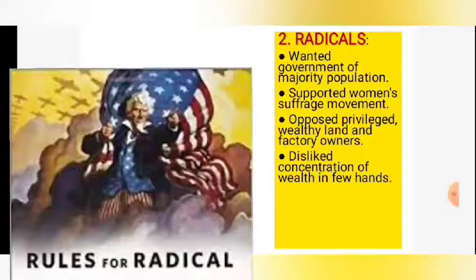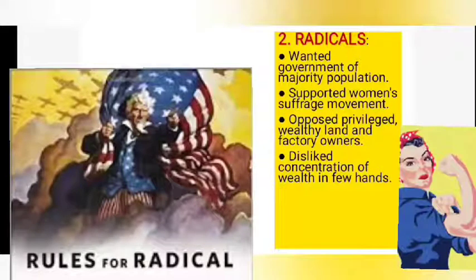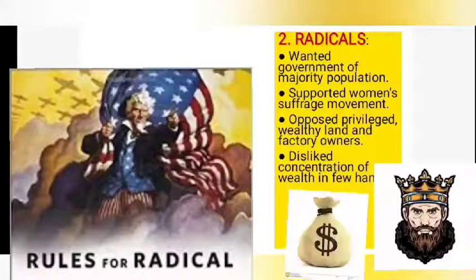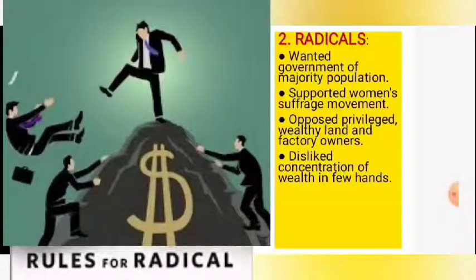Second, radicals. They wanted a government of the majority population. They supported the women's suffrage movement. They expected that women should be given the right to vote. They opposed privileged wealthy land and factory owners. They disliked concentration of wealth in a few hands. They wanted radical, quick change in society.